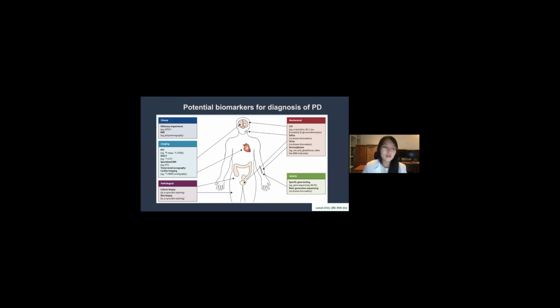Okay, next I will talk about the main topic of this lecture, nuclear neuroimaging biomarker of PD. A variety of potential biomarkers for diagnosis of PD are currently under investigation. These biomarkers can be classified as clinical, imaging such as PET, MRI, transcranial sonography, MIBG cardiac imaging, or pathologic biomarker, genetic biomarker. Combinations of these biomarkers are likely to be necessary for accurate diagnosis of premotor or early PD.